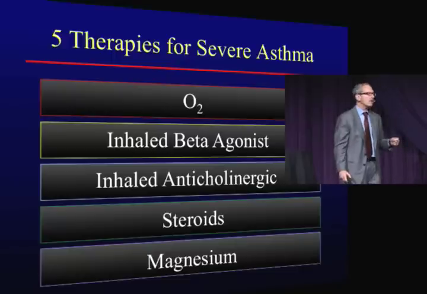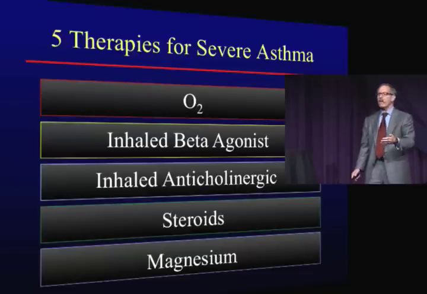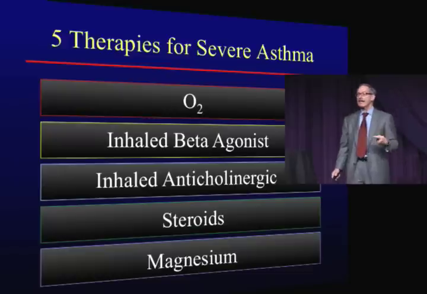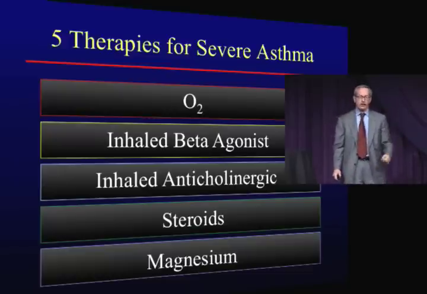Although the anticholinergics in asthma do not work in everyone, in about 1 in 5 people, they'll increase the FEV1 by anywhere from 10 to 20%. Essentially no cost, it lasts forever. So O2, beta agonist, anticholinergic.